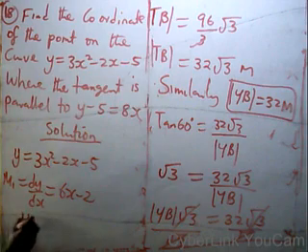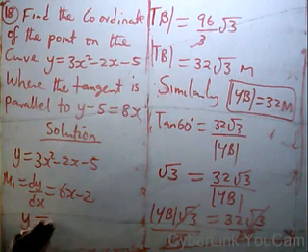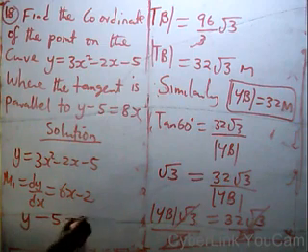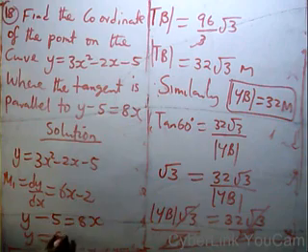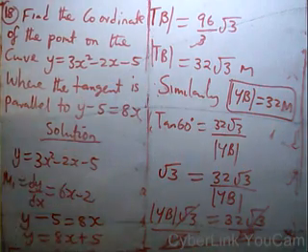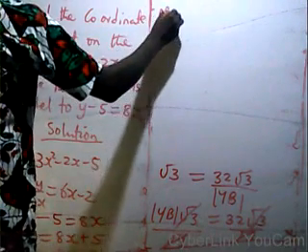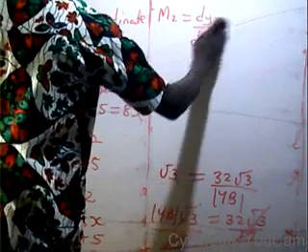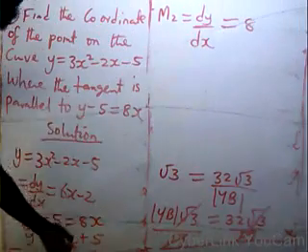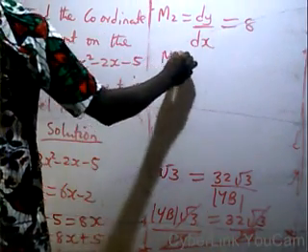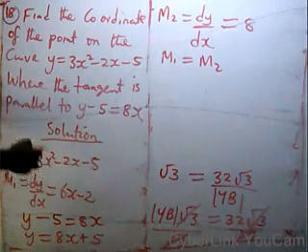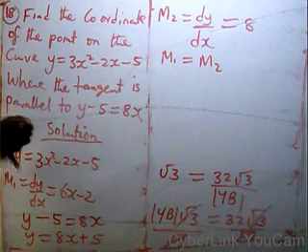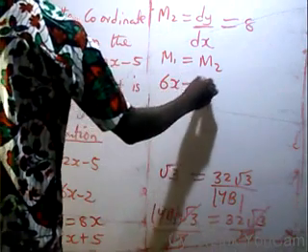And also, what is our m2? Don't forget, the equation of the tangent is given as y minus 5 is equal to 8x, or y is equal to 8x plus 5. We can differentiate this also to have the gradient of the tangent, which is m2, equal to dy over dx, which is 8. So m1 is equal to m2, the gradient of the curve is equal to the gradient of the tangent. In that case, 6x minus 2 is equal to 8.